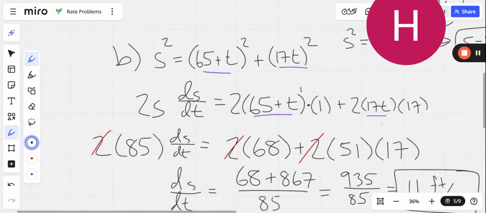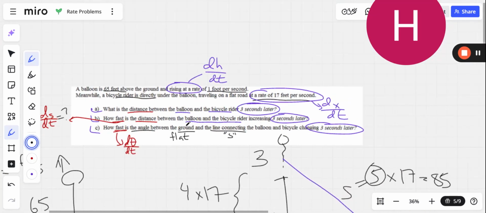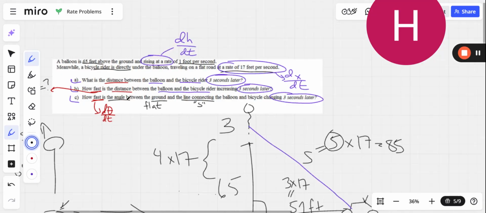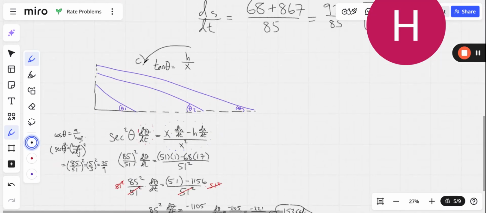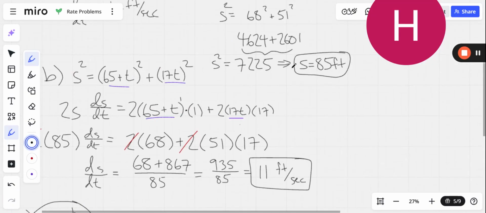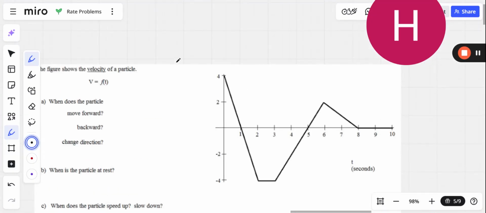I really liked that problem because even though they asked you about the same exact moment in time, they ask you some different questions about it. And in the last one, you have to use the quotient rule. There's no way around it because all of these things are changing. The theta is changing, the h is changing, and the x is changing as this guy is biking. I don't know if he's biking fast. 17 feet per second, is that fast? I don't know. Probably faster than me.